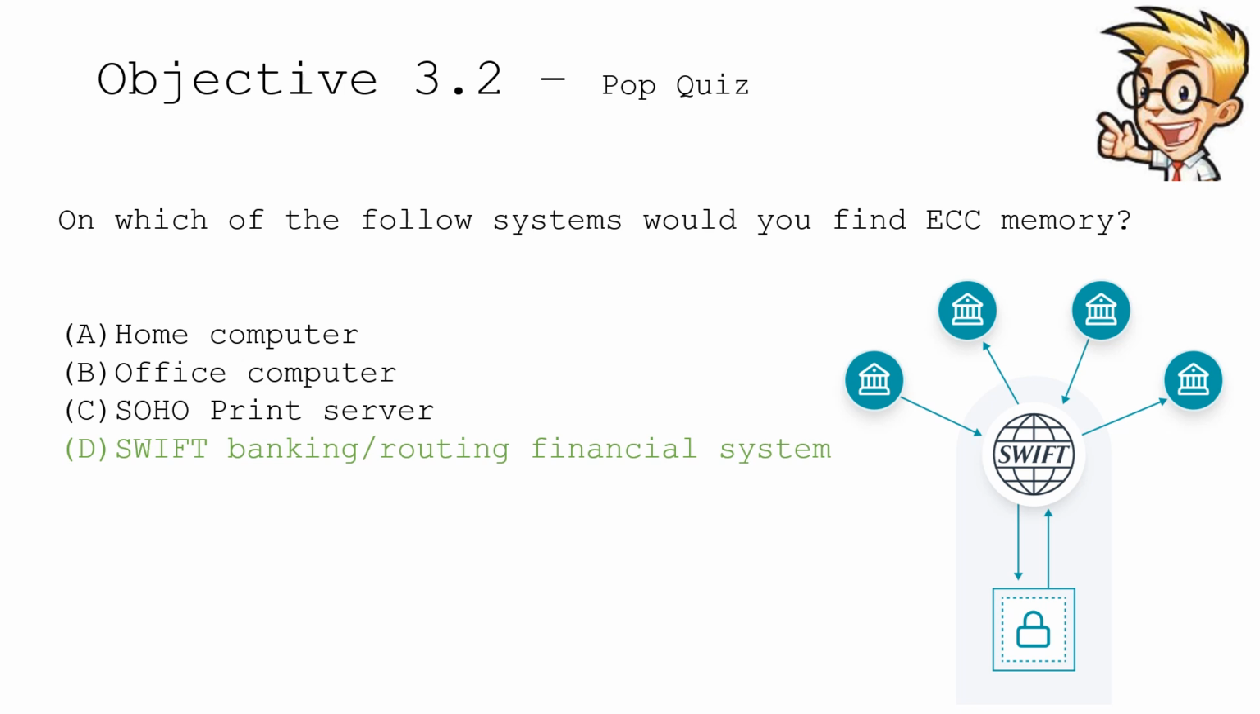Well, obviously, the most important of these systems would be a SWIFT or a routing system. You absolutely cannot make errors when you're moving money from bank to bank or doing some online banking yourself. Imagine what a crazy world it would be if you didn't get that deposit or if your money didn't come through from your paycheck.